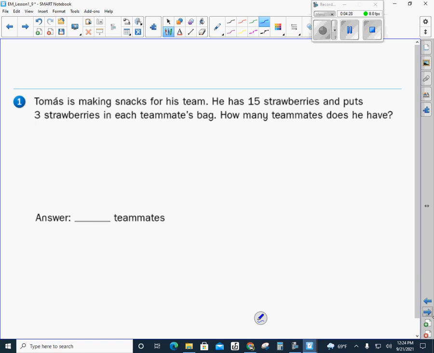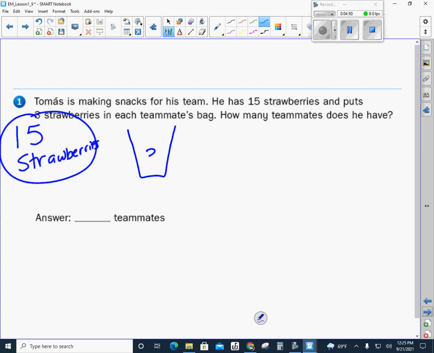Okay, so this is another one where I know he has 15 strawberries. I don't want to really draw 15 strawberries, so I'm just going to put a plate and say 15 strawberries. He puts 3 strawberries in each teammate's bag. So if I draw a bag there, he's going to put 3 strawberries in there.